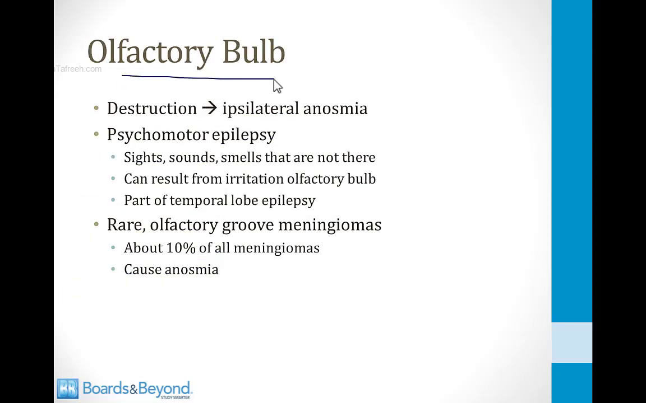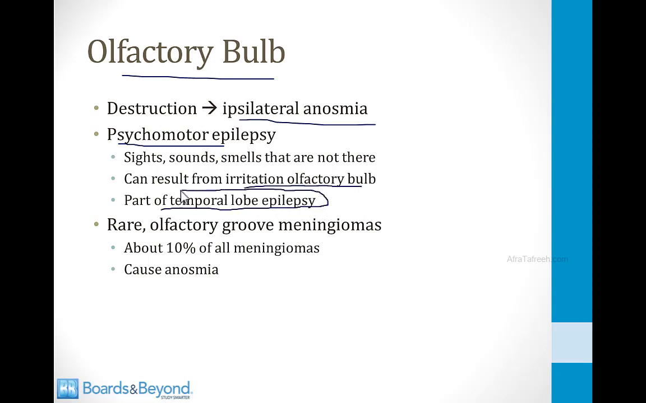So the olfactory bulb is what processes your sense of smell. If this gets destroyed, you get ipsilateral anosmia, meaning you can't smell on one side of your body. Some patients with epilepsy have a very rare form called psychomotor epilepsy, and they see sights and hear sounds and smell things that aren't there. And they can get this when they get irritation of the olfactory bulb. It's part of temporal lobe epilepsy.